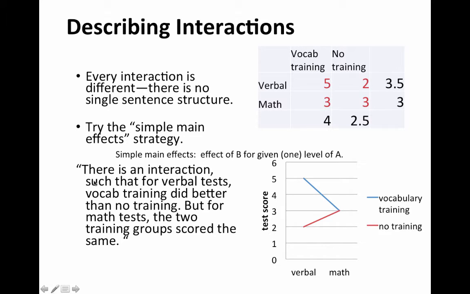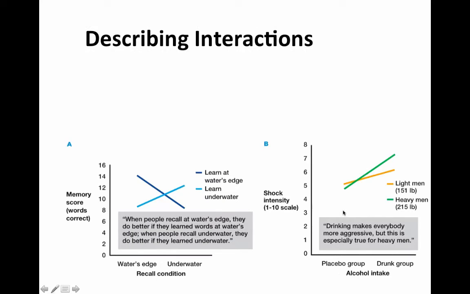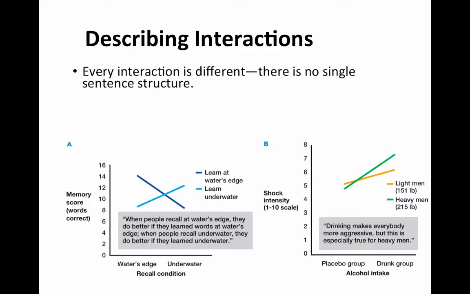So you might say something like, there's an interaction such that for verbal tests, vocabulary training did better than no training, but for math tests, the two training groups scored the same. And you can see that describes this graph here. Some more interactions, another example. So every interaction is a little different, so there's no single sentence structure, but if you try that simple main effect strategy, that usually works.